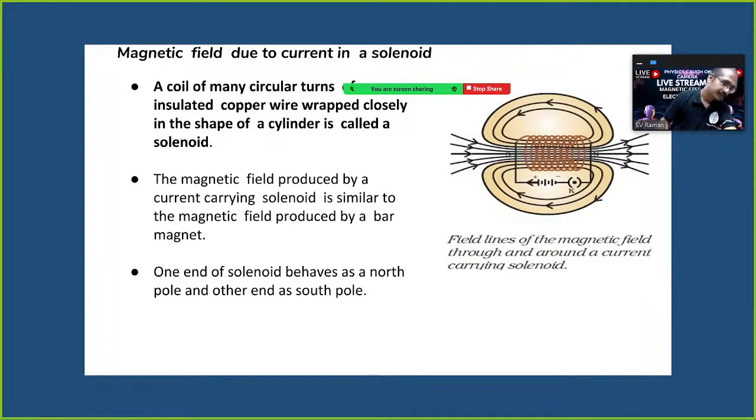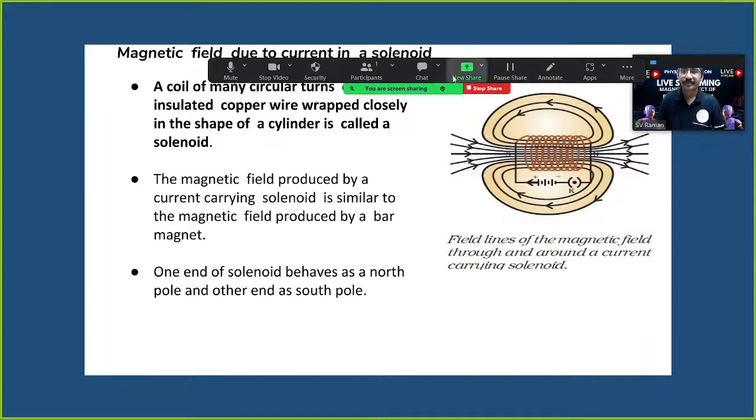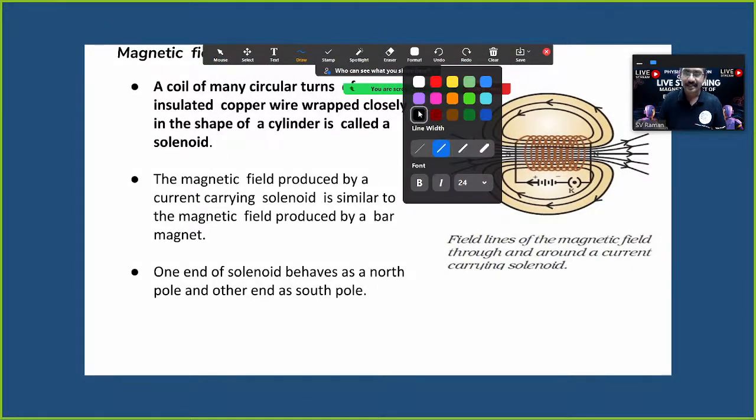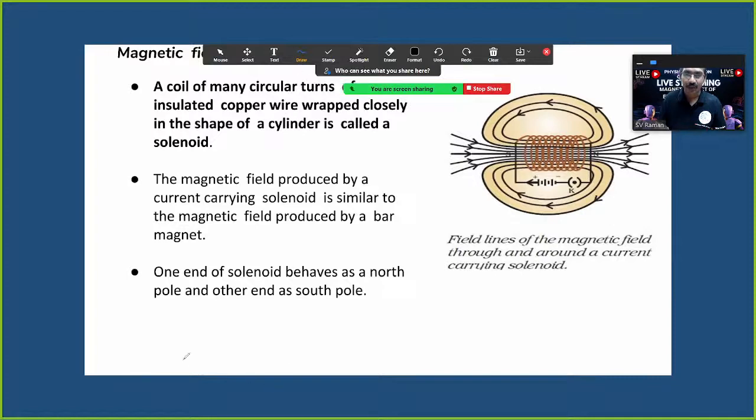Okay, just give a moment. Yeah, the solenoid we can define as a number of loop lines or number of circular loops. Here I am mentioning the number of circular loops with same radius.